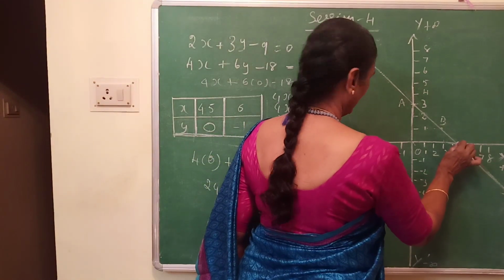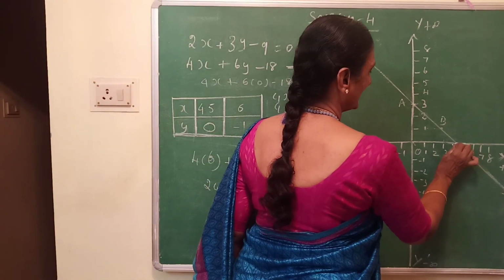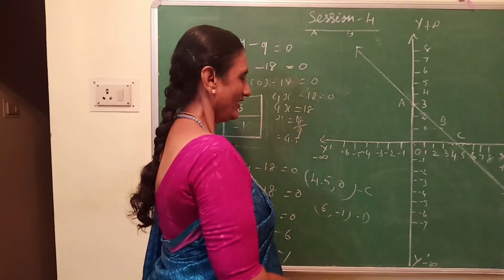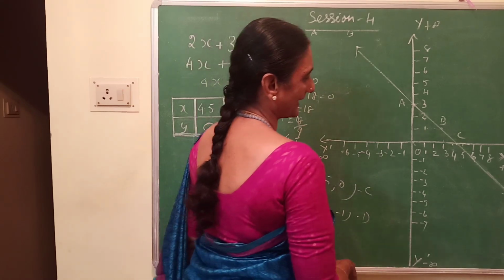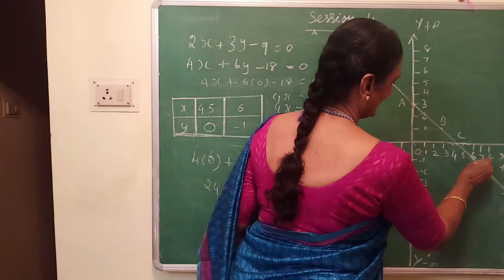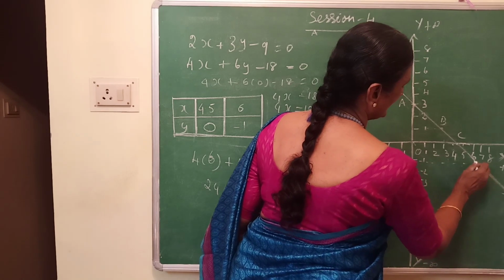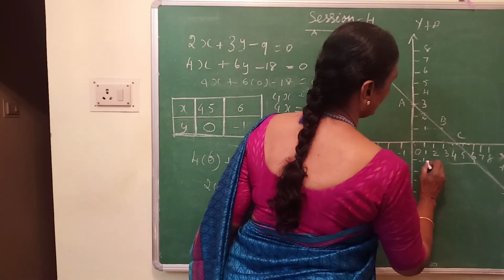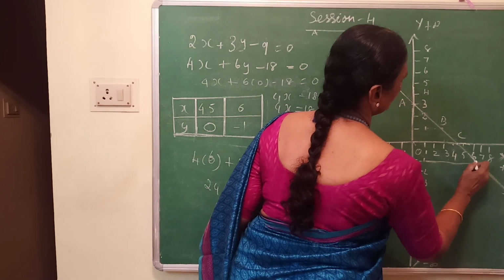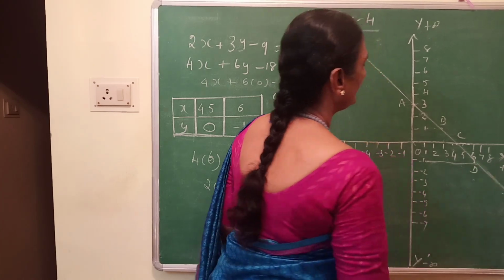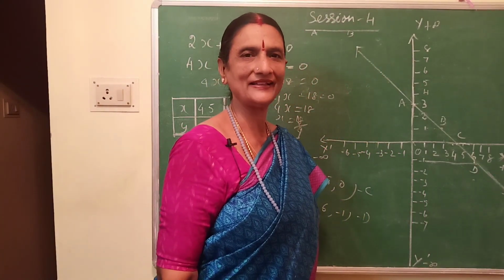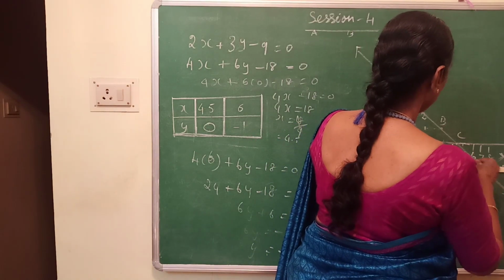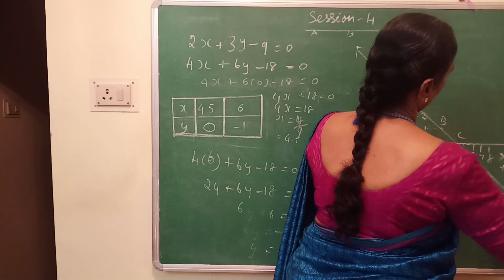4.5 is here and the corresponding y value is 0. Obviously, the point lies on the same straight line. What about the second point? 6 and minus 1. So 6 is here, obviously minus. So here also it happens to be the same line, this is your D. This also happens to fall on the same line. Okay, you can even verify, by both ways it is the same.